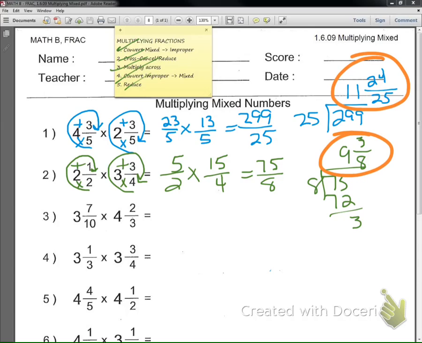I was hoping to come across one that we get to cross cancel a little bit to make these problems a little bit easier. Do one more with you, and then you guys can do the rest of it on your own. So we'll start from the beginning. We convert that mixed number into an improper fraction, so we multiply and then add. 10 times 3 is 30, plus 7 more is 37, all over 10.